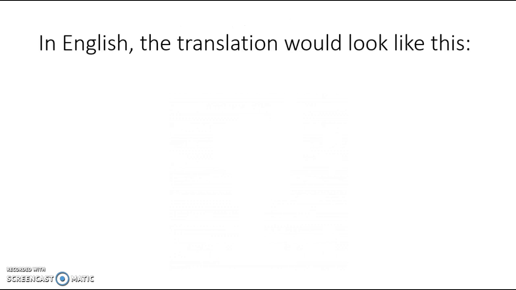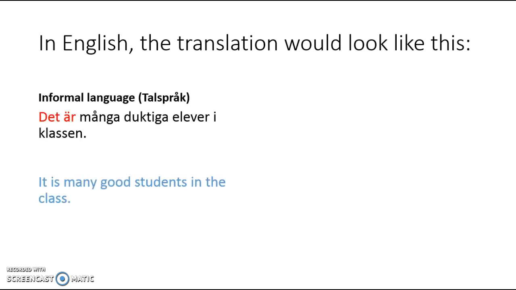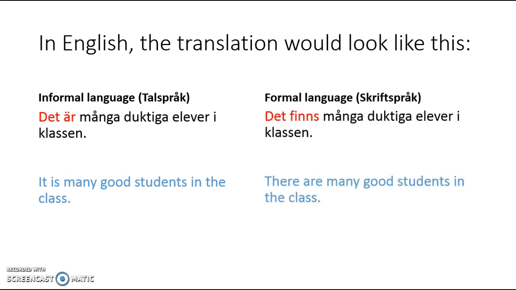If we take a look at it translation-wise, it would look something like this. The informal one, "det är många duktiga elever i klassen," would turn into "it is many good students in the class." Now if we take a look at the other one, the formal language, "det finns många duktiga elever i klassen," it would be translated into "there are many good students in class."